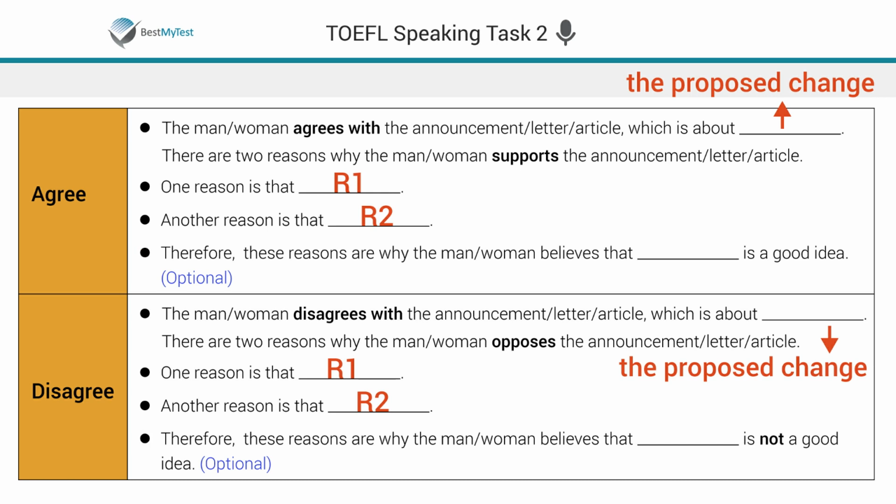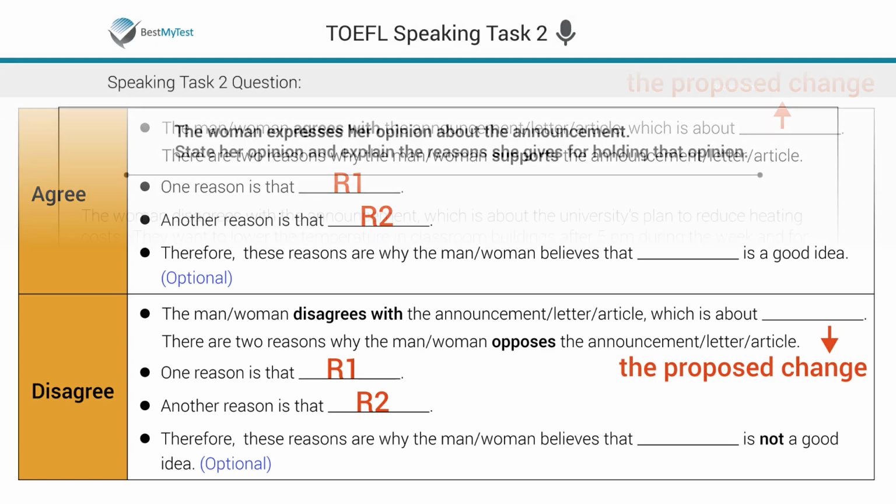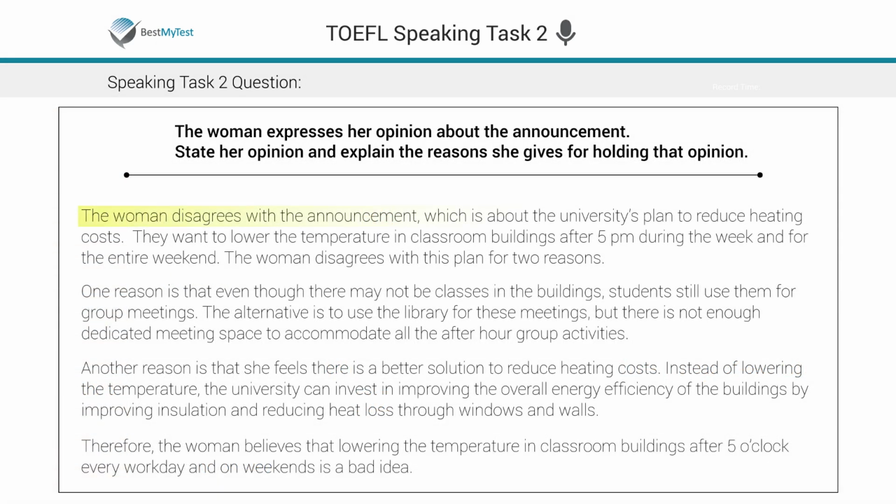All right, let's try to answer this question using a template. The woman disagrees with the announcement, which is about the university's plan to reduce heating costs. They want to lower the temperature in classroom buildings after 5 p.m. during the week and for the entire weekend. The woman disagrees with this plan for two reasons. One reason is that even though there may not be classes in the buildings, students still use them for group meetings. The alternative is to use the library for these meetings, but there is not enough dedicated meeting space to accommodate all the after-hour group activities.